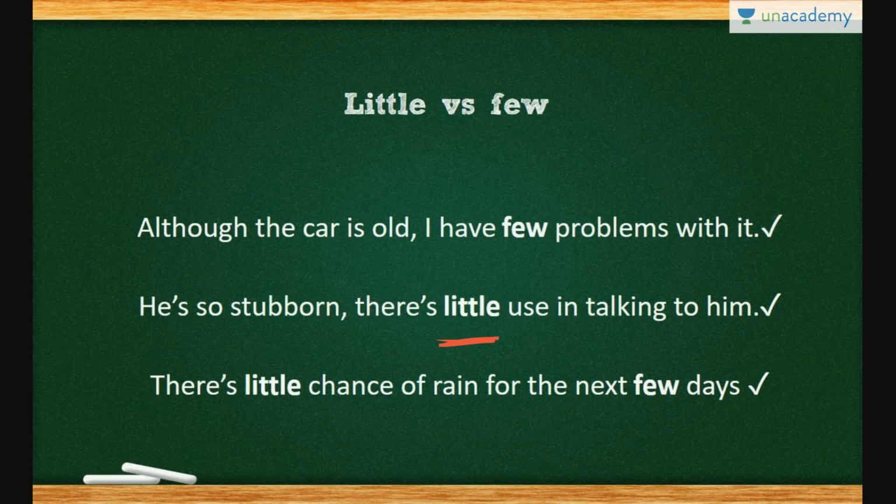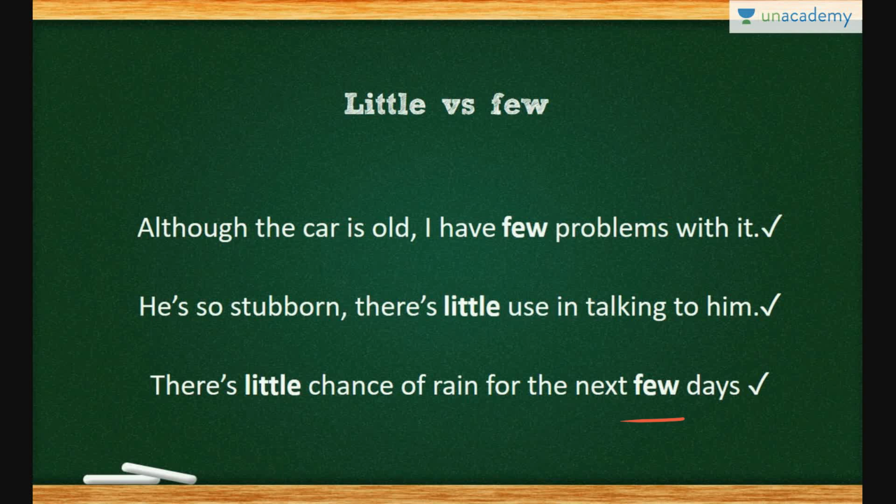There are some abstract nouns with which you can use the countable adjectives. Don't get confused. Just focus on the meaning, whether the noun is countable or not countable. It has nothing to do with abstract. There's little chance of rain in the next few days. Now, this example shows the usage of both the words. There is little chance. Now, little is being used here with chance. It is an uncountable noun. Few days. Now, days you can count on your hands. Therefore, we are using few.